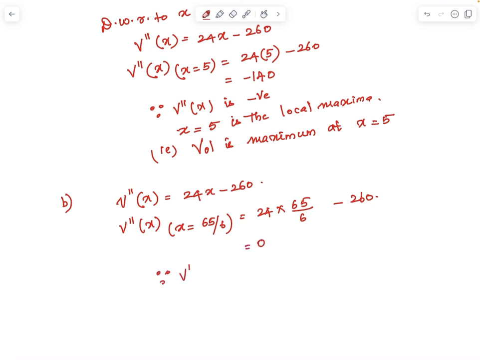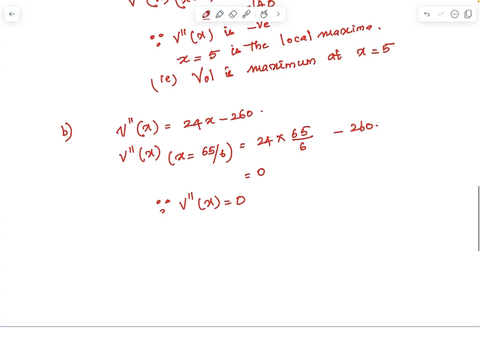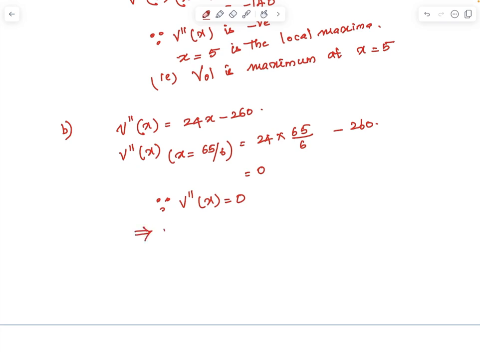Since this V double dash of x is equal to 0, this is the case of point of inflection. So when the second derivative becomes 0, the value that we have put for x becomes the point of inflection. So this implies x is equal to 65 by 6 is a point of inflection.